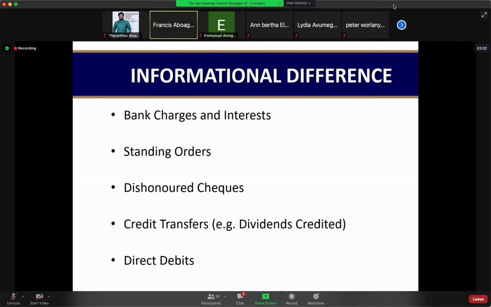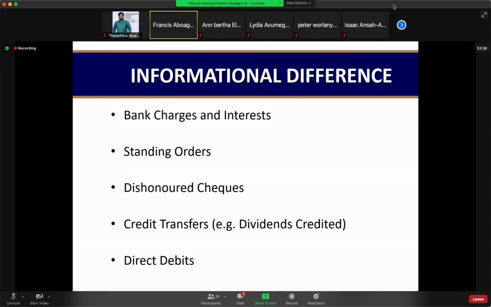Then we have informational difference items, and they include charges. And here we're saying informational difference because you don't have the information, or you may even have the information, but you want a confirmation from the bank. And because of what the bank has done, you may not have that information, and therefore there's a discrepancy. But if you had the information, you would have done the same as the bank has done.